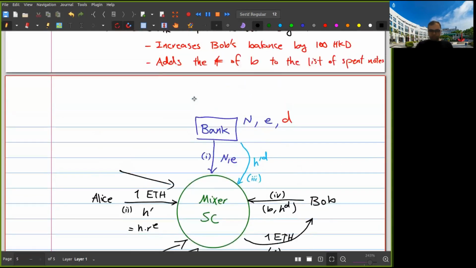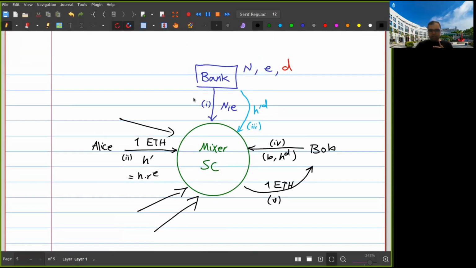So we are out of time. You can leave now, but I just have one more small point here. Can anyone see an attack here? There is just one remaining attack. What can go wrong here?